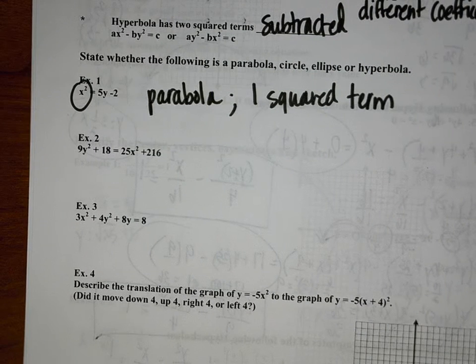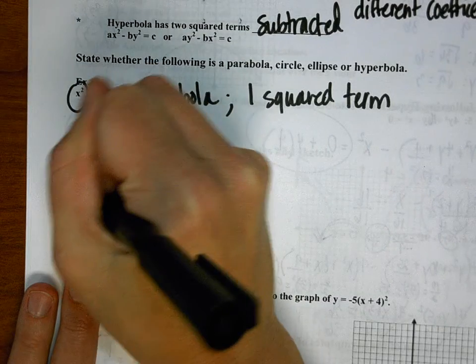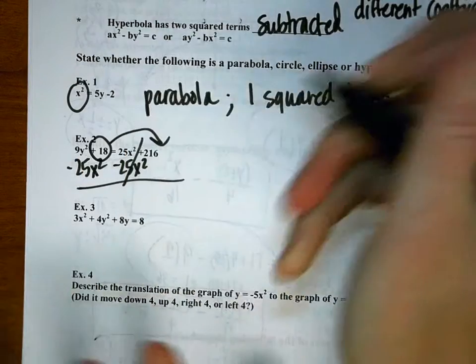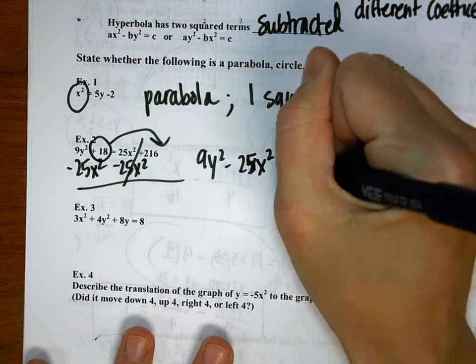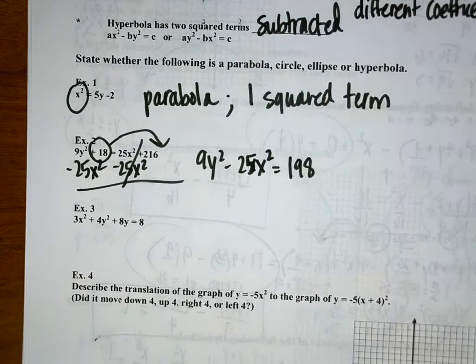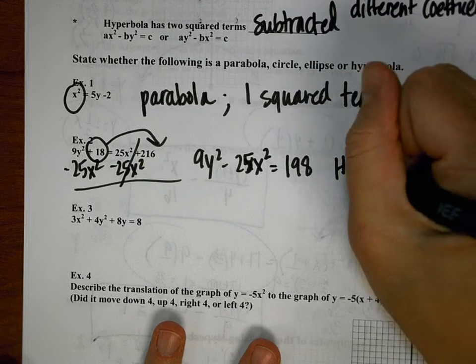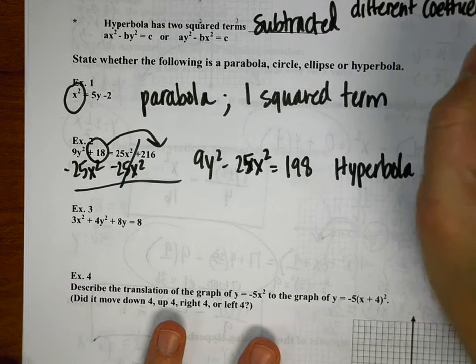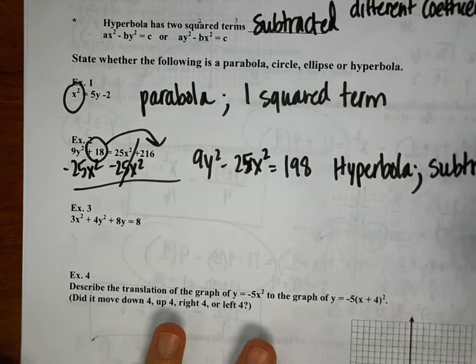Okay, example 2. The first thing you want to do, though, is make sure that your squared terms are on the same side. So I'm going to subtract my x squared, and we can also move that 18 over. So I really have 9y squared minus 25x squared equals 216 minus 18 would be 198. So what do you think this one is? Good, it is a hyperbola. And it is a hyperbola because there is subtracting with your squared terms.